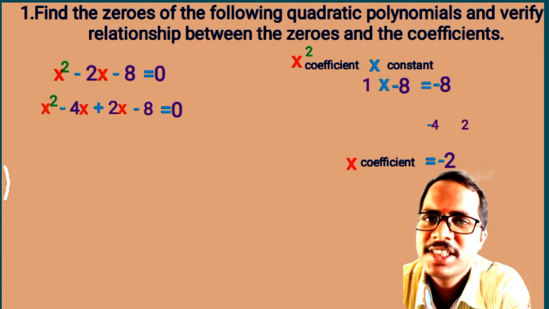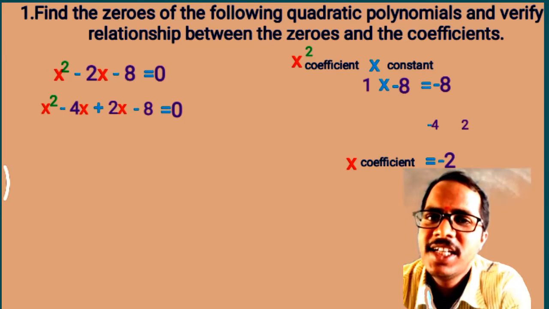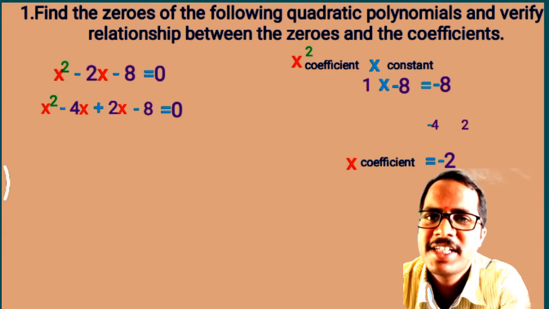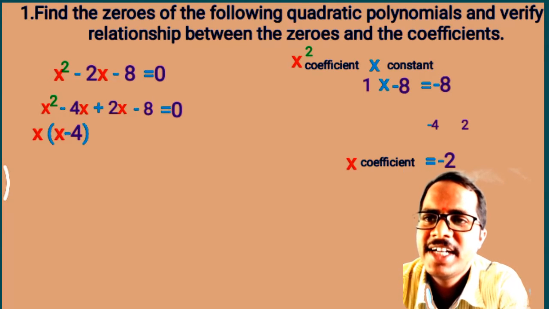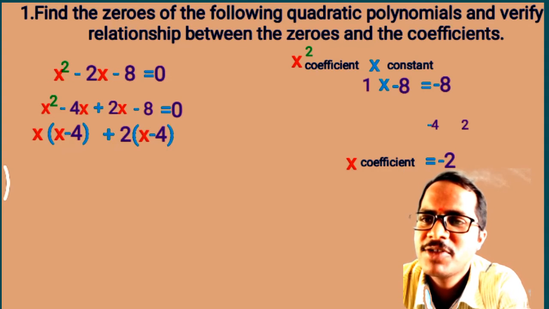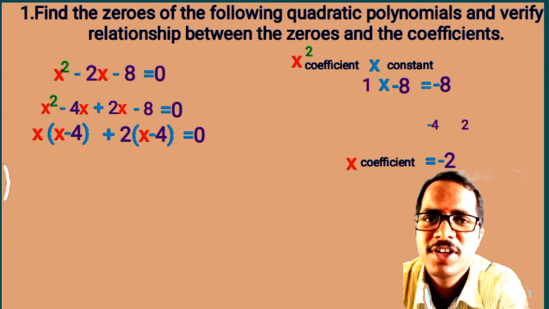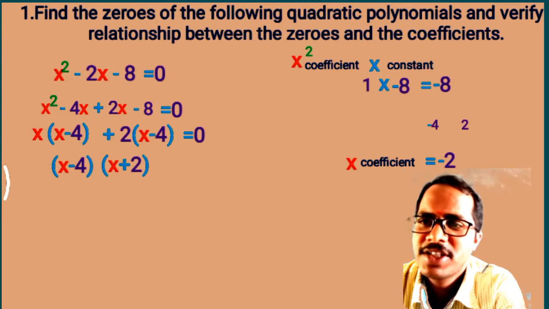Now if we observe this equation, in the first two terms, that are x square and minus 4x, we have x as common. So let us take x common out. By taking x common out, we get x minus 4 in bracket. And in the next two terms, that are plus 2x minus 8, we have 2 as common. So by taking 2 common out, we get x minus 4 in bracket, which equals 0. Now observing this equation again, we have x minus 4 in common. So by taking x minus 4 common out, we get x plus 2 in bracket, which equals 0.